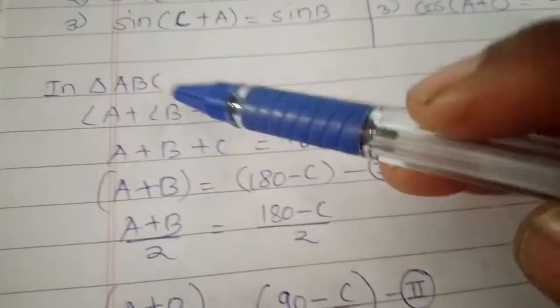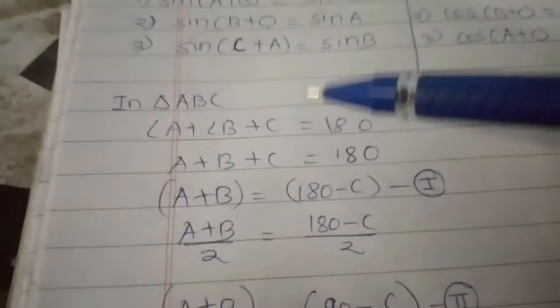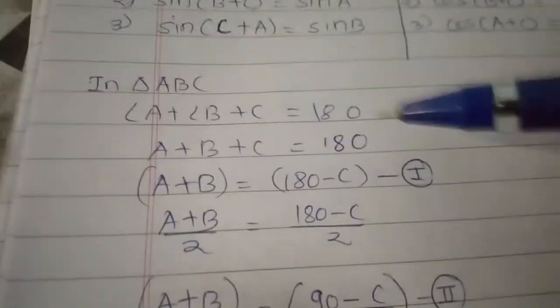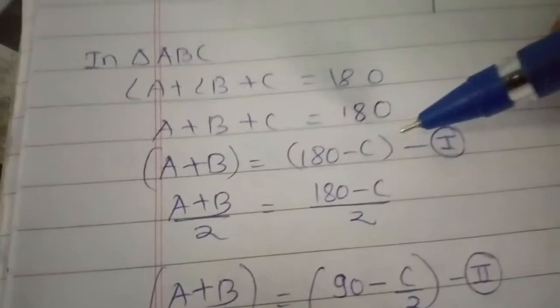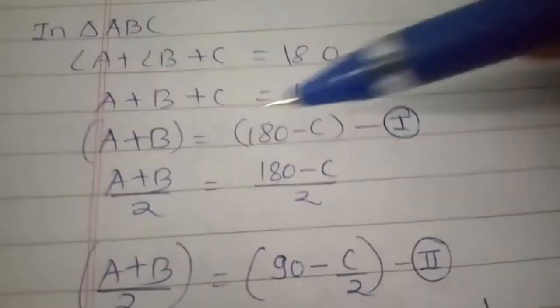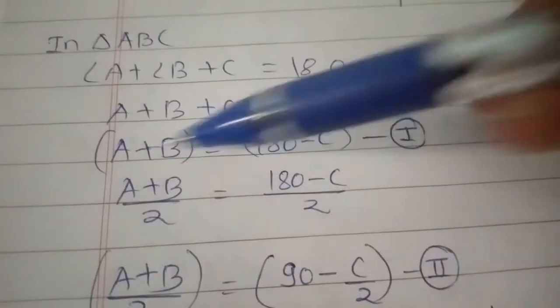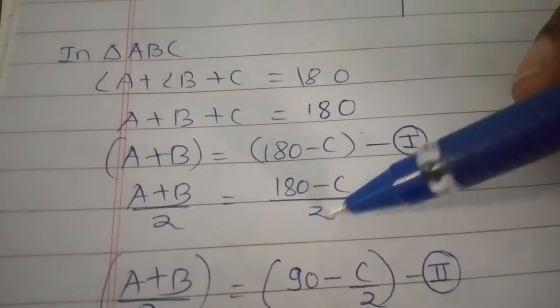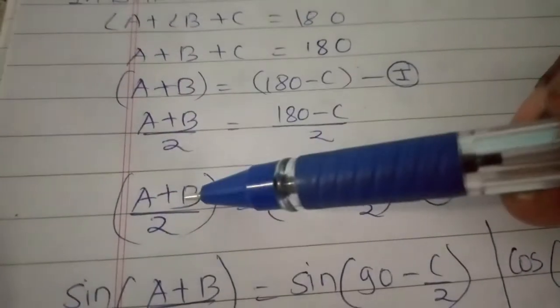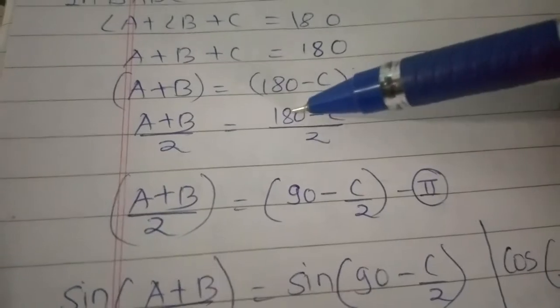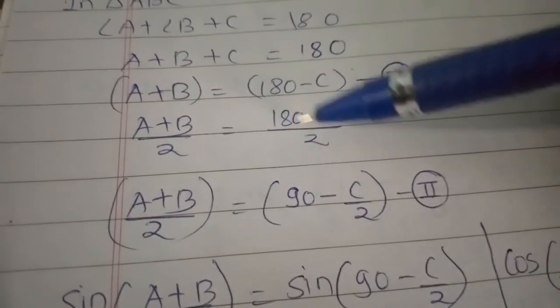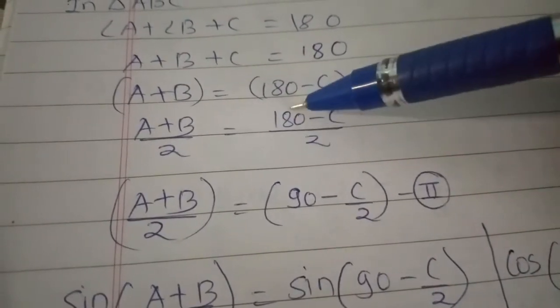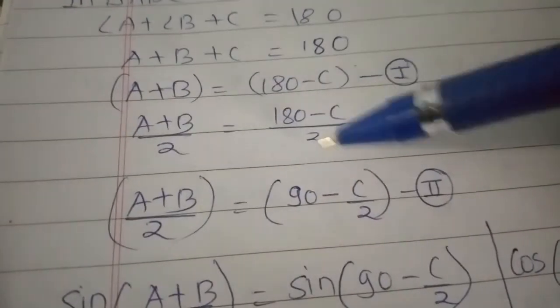After that, in triangle ABC, angle A plus angle B plus C is equal to 180. So A plus B plus C is equal to 180. A plus B is equal to 180 minus C. We are dividing both sides by 2. So A plus B upon 2 is equal to 180 minus C upon 2. So A plus B upon 2 is equal to, we are separating these 2 for both the terms. So 180 upon 2, that is 90, and C upon 2.